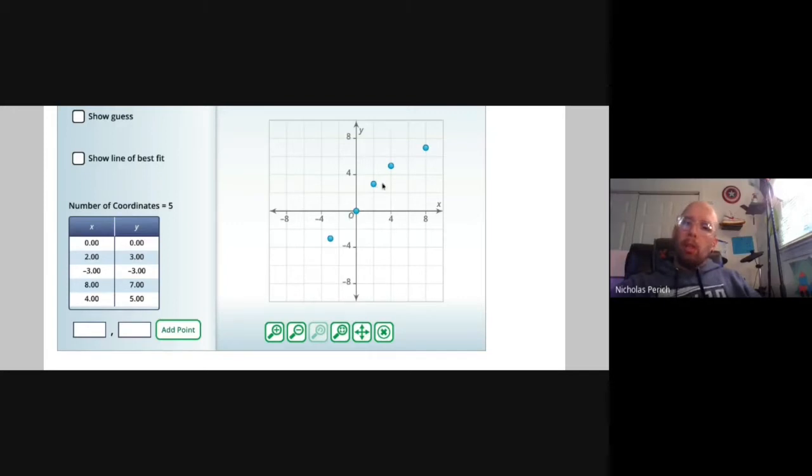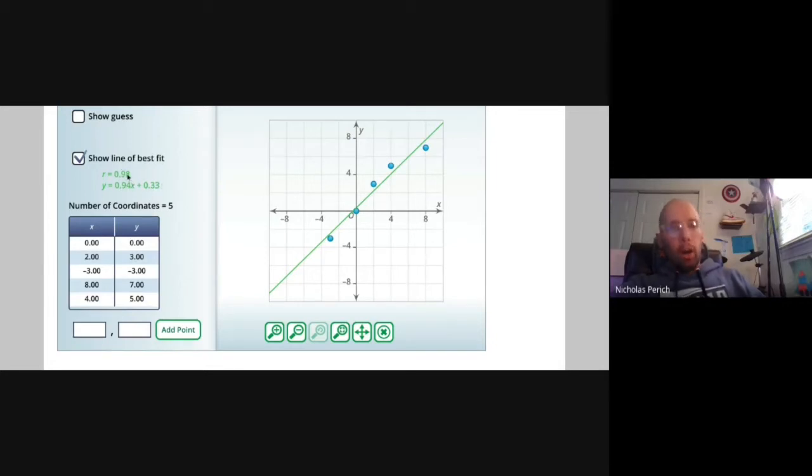They're pretty close together, but they're not a straight line. I can't draw a straight line connecting all of them. So what I'm going to do is I'm going to click to show the line of best fit. And what it does is it gives me a line that best fits the equation. And that equation is going to be this guy right here. That's going to be the equation of the line of best fit.